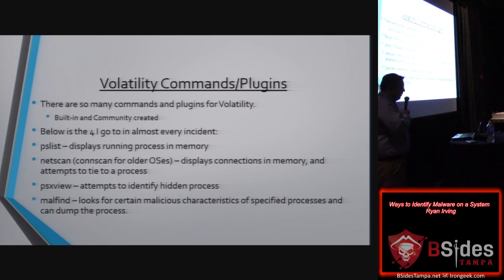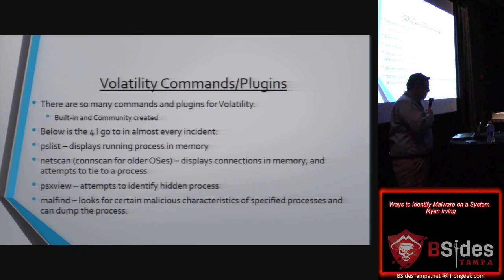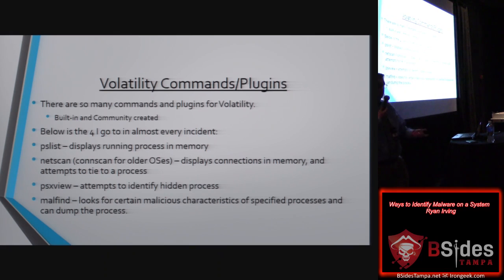Also, the netscan command, which is for Windows 7 and newer. If you're using Windows XP, you would use the connscan command to get the same type of information out of it. This will display your connections in memory and attempts to tie them to a process, which is very important. If you can tie a network connection to a known process, you can say, hey, this process is the one that's actually trying to go out to China or Russia, or it's exfiltrating stuff.